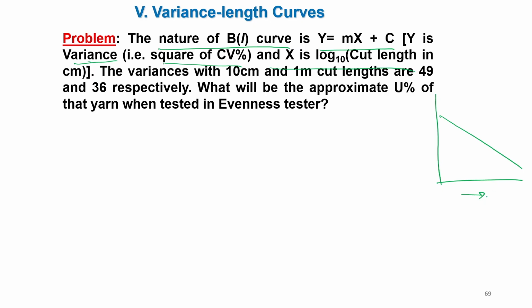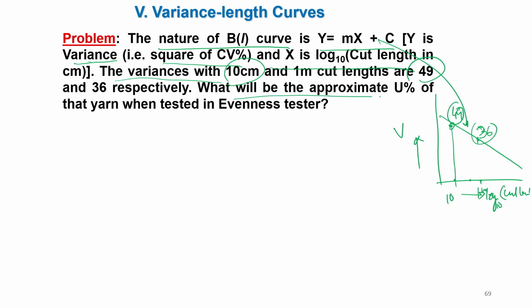So, here it is a log of cut length, and this is the variance and this is the shape. The variance is 49 with 10 centimeter cut length. So, this is 49 at this 10 centimeter cut length, and at 1 meter cut length, the variance is 36, and this is a straight line which is given.